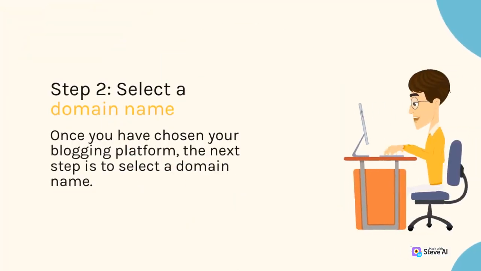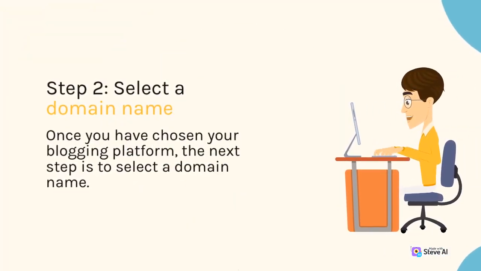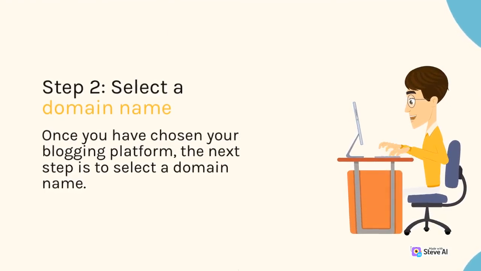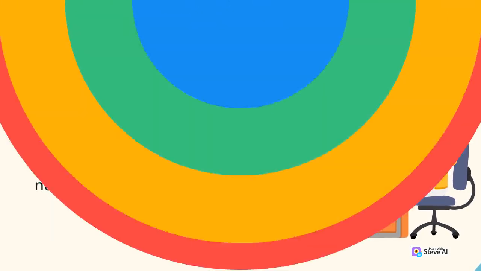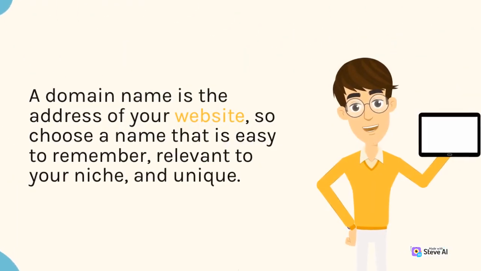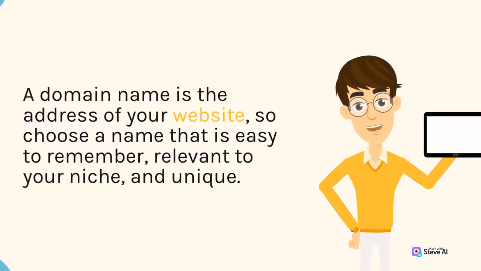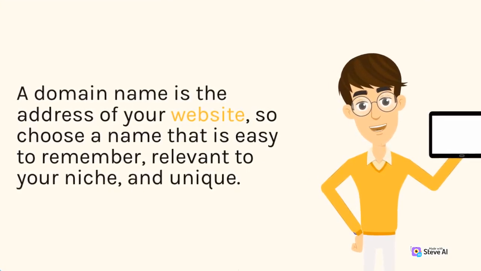Step 2. Select a domain name. Once you have chosen your blogging platform, the next step is to select a domain name. A domain name is the address of your website, so choose a name that is easy to remember, relevant to your niche and unique.